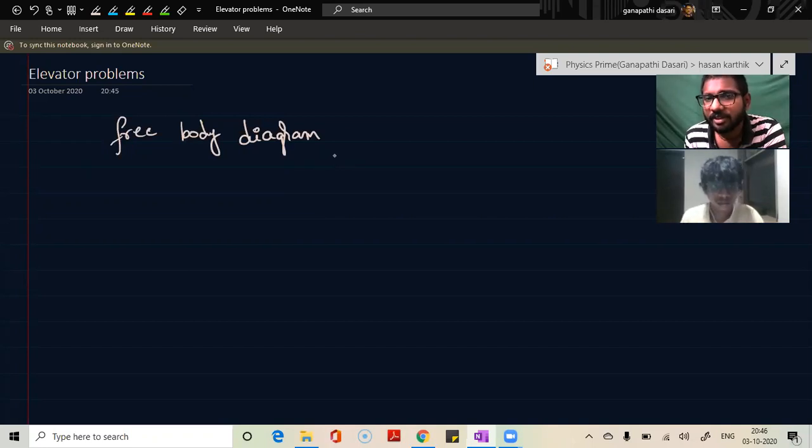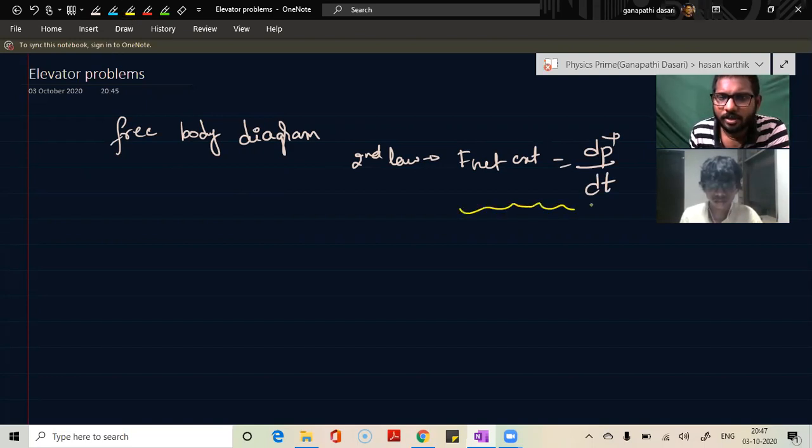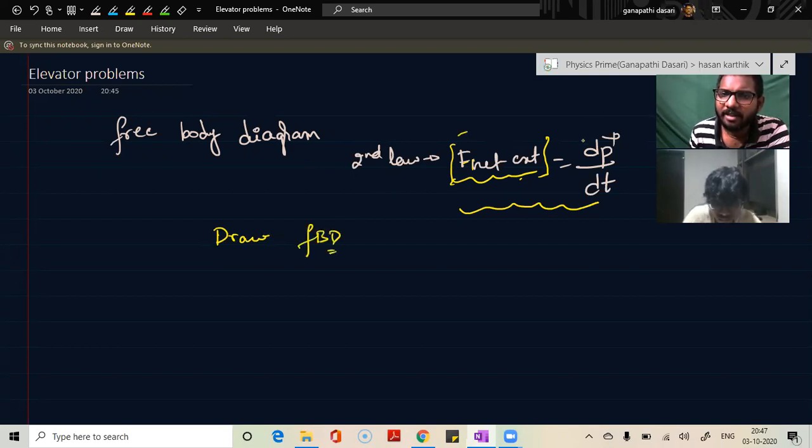Because we know Newton's second law, which states F net external force is equal to rate of change of momentum. This is Newton's second law. F net external is equal to this external force. To find out this external force, we draw a free body diagram, which is a simple way of finding out net external force. And we'll find out the rate of change of momentum of the body or the system.